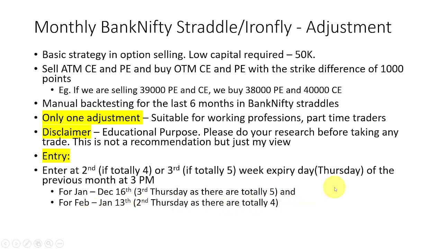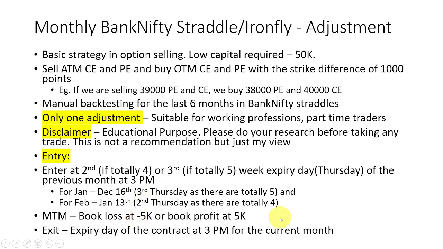We close our position when our MTM shows a 5,000 loss, and we'll book profit when we get 5,000 profit. If we are not getting either of these, we'll exit on the expiry day of the current month at 3 p.m. Actually, this has not happened in the last 6 months that I have checked. Either a profit or a loss will come, so we need not wait till the end of the month expiry.